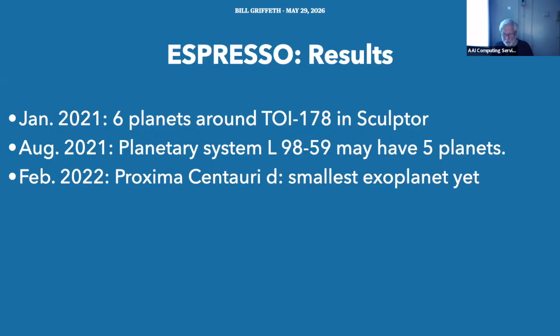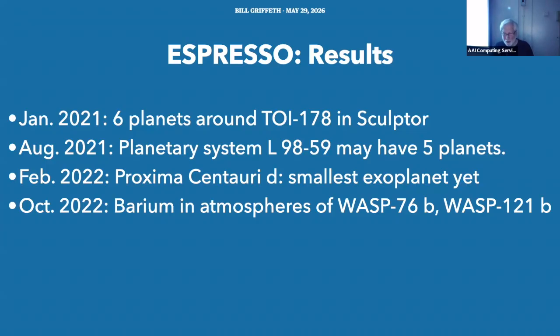Third, we have February 2022, Proxima Centauri D was discovered in orbit about the star Proxima Centauri, which is closest to the sun. And Proxima Centauri D is the smallest exoplanet found to that date. In October 2022, the element barium, which is number 56 on the periodic chart, I think, was discovered in the atmospheres of the exoplanets WASP 76b and WASP 121b.